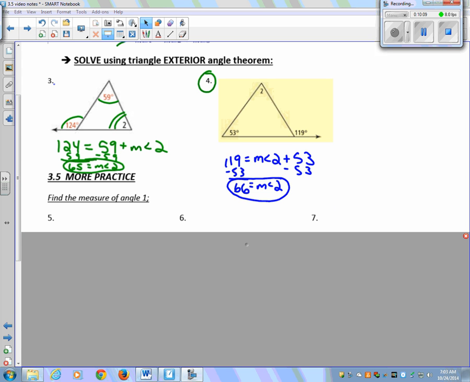Okay, so using the exterior angle theorem, we say 119, the exterior angle, equals the sum of the two remote interior angles, so measure angle 2 plus 53 equals 119. Turns out measure angle 2 is 66 degrees. Okay, so there's more practice now down below. I'd like you to try all of these on your own, and then turn the video back on. Pause it now. Do it on your own. I mean it, do it on your own. And then turn it back on and check your answers.